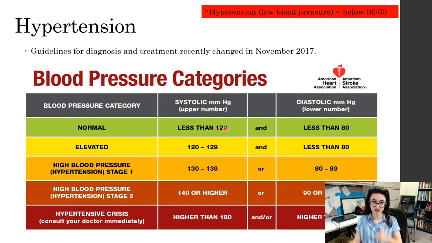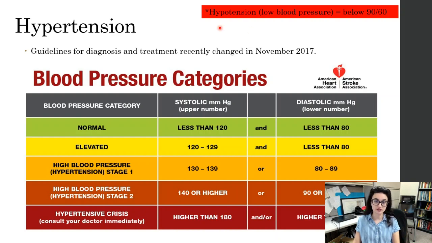So less than 120 is normal. Between 120 and 129 is elevated, but potentially not a cause for concern considering the context. Hypertension stage 1 is between 130 and 139, high blood pressure, hypertension stage 2, above 140, and then a crisis would be above 180. Right? You really don't start to see diastolic changing and increasing until we get to stage 2 and stage 3.